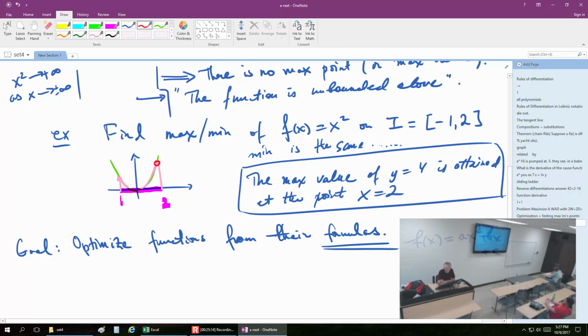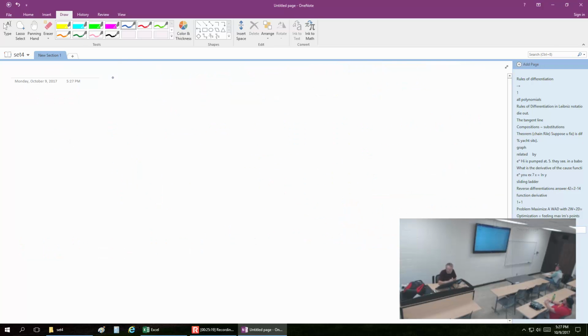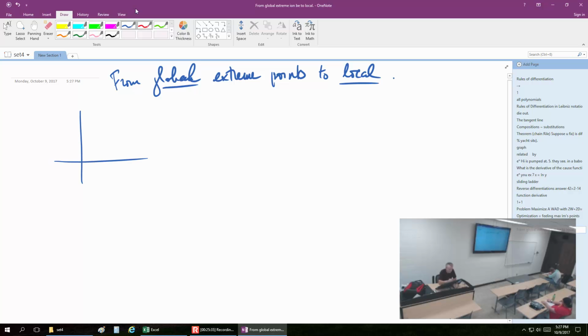So the plan then is to kind of go in the wrong direction, maybe. So from global extreme points to local. What I mean is a function might have many tips or many peaks and valleys, like this. So maybe one of them is the highest, but then there are many candidates. So that is the plan.